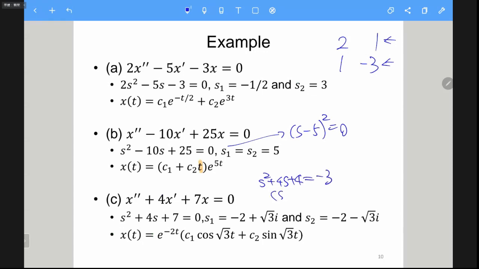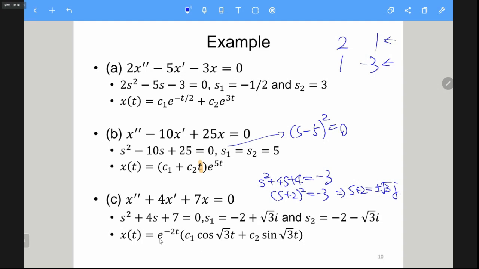So we have (s + 2)² = -3, and then take the square root on both sides. So we have s + 2 = ± square root of 3 j, or i. So finally, you will get -2 ± square root of 3 i. In this case, the real part is -2.